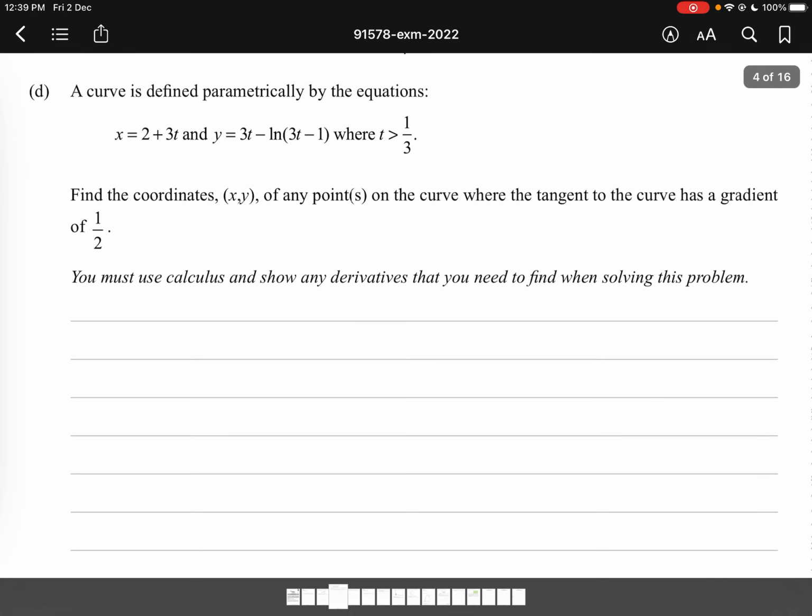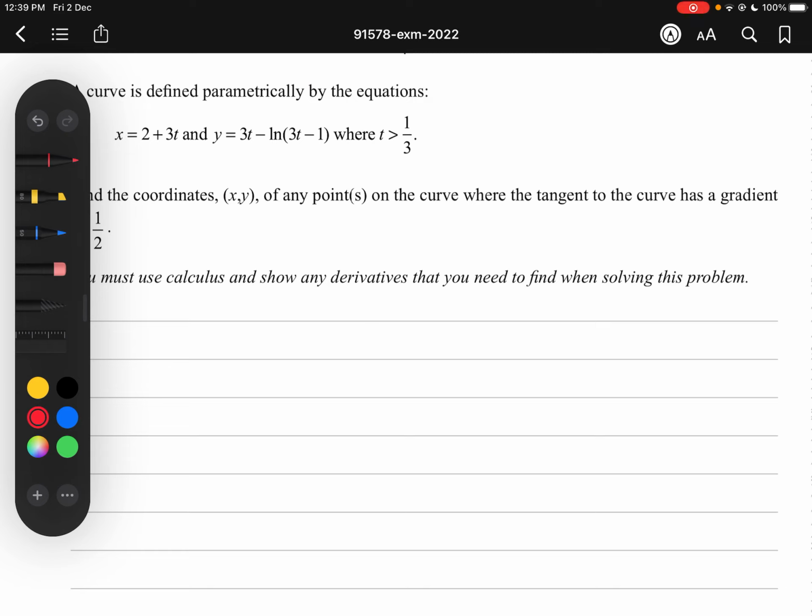Question D, a curve is defined parametrically by the equations x equals 2 plus 3t, and y equals 3t minus ln of 3t minus 1, and t is greater than 1/3, because t needs to be greater than 1/3 because ln of 3t minus 1 needs a positive argument.